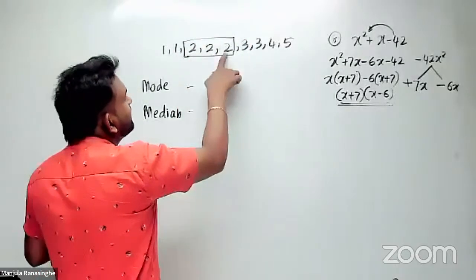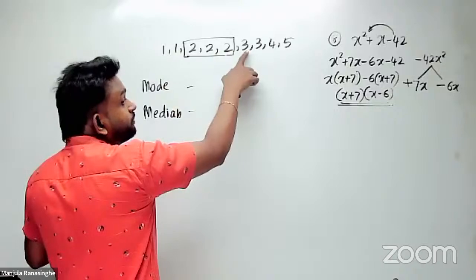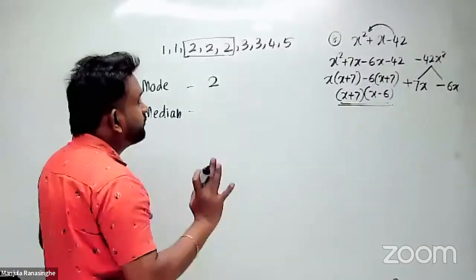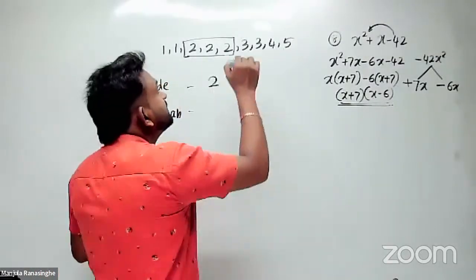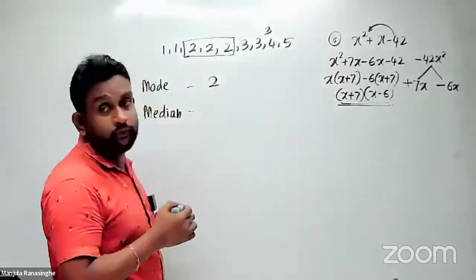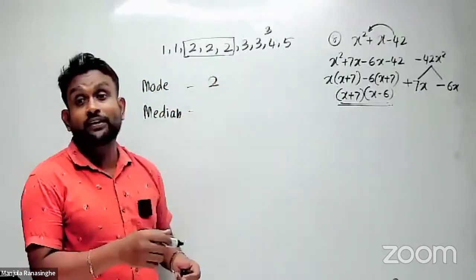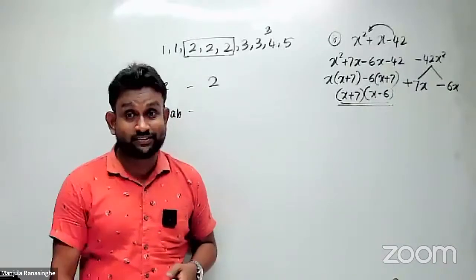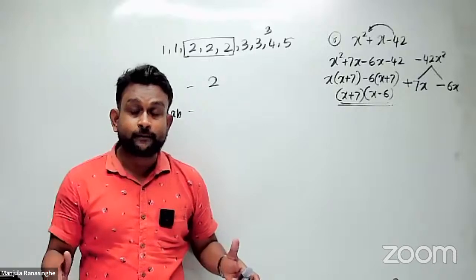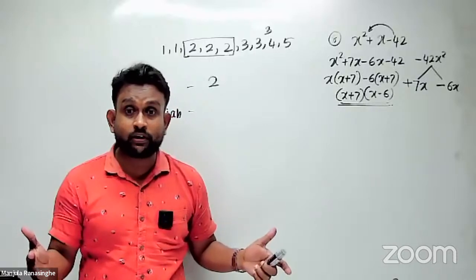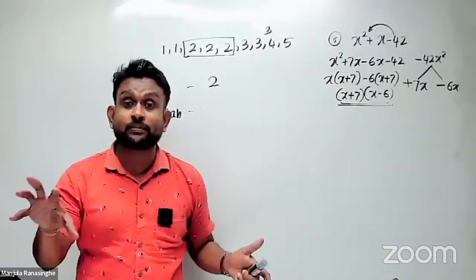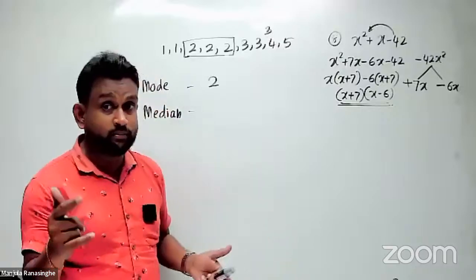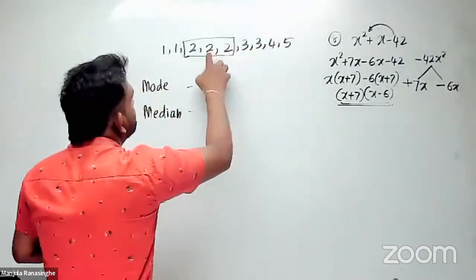That is 2. Why? Three 2s are there; although 1 and 3 repeated, the most repetition is of 2. So the mode is 2. Further, remember that if another 3 was there, then there would be three 3s and three 2s, the same frequency. Then we have to write both as the mode, because there are several modes. If the frequency of certain data is the same, you have two modes and you have to write both. Remember that. But here 2 is the mode.